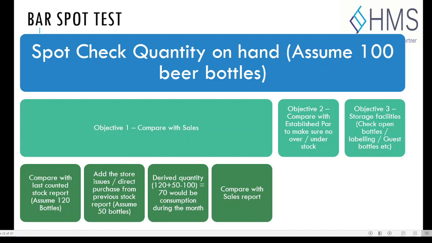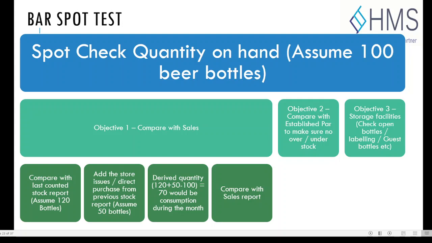So now you are going to compare this sale against the sales report and see whether we sell 70, or we sell less, or we sell more. There may be some free consumption, there may be some complimentary checks, there can be some consumption by the staff, but all of the items have to be explained. Now the 100 beer bottles are a very easy example.